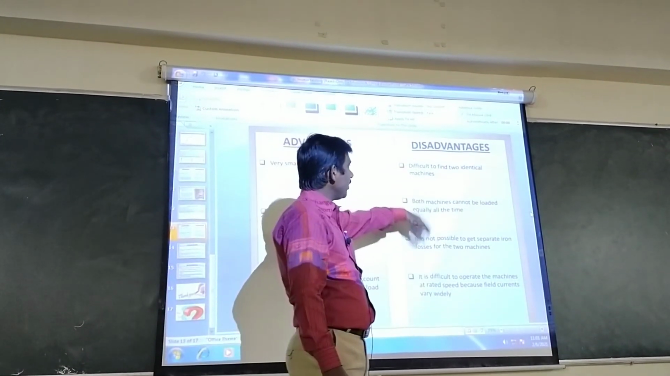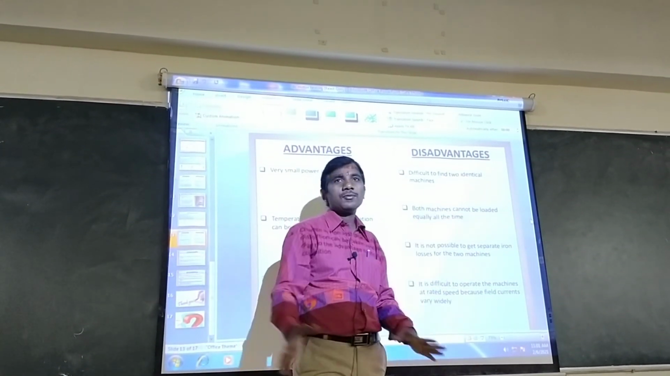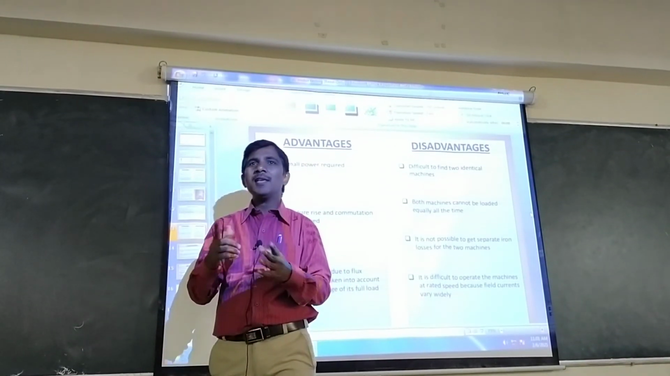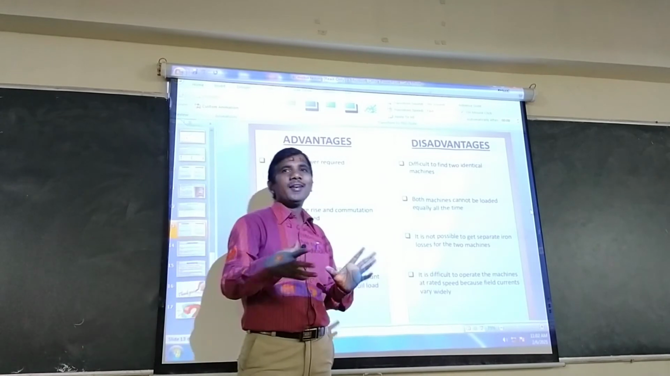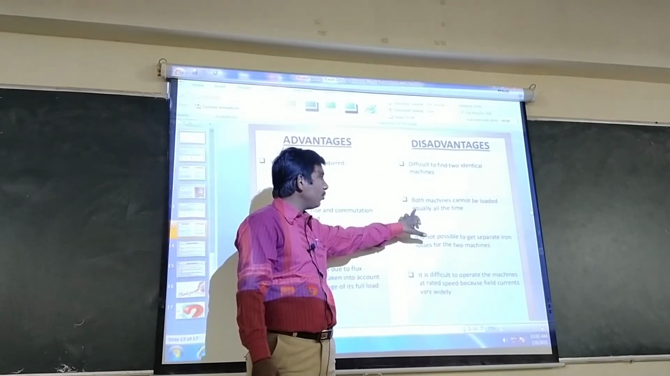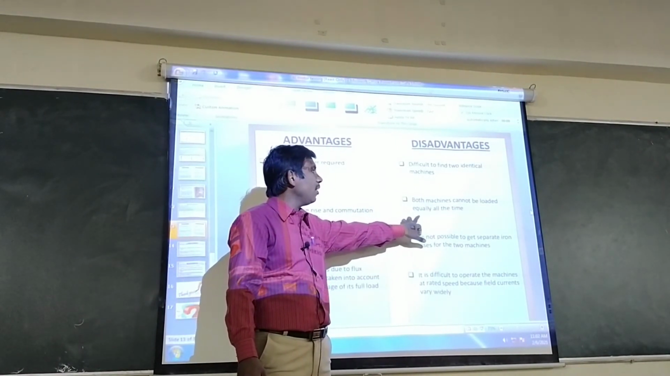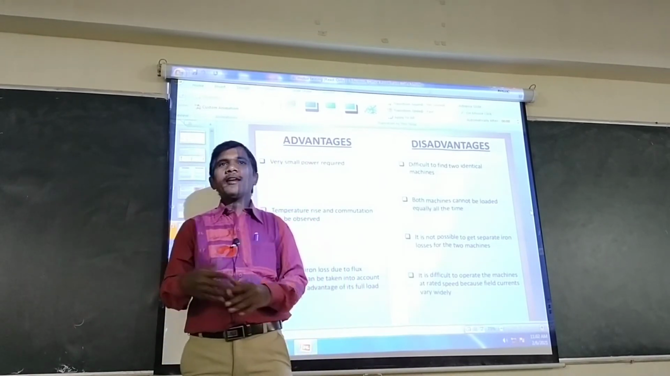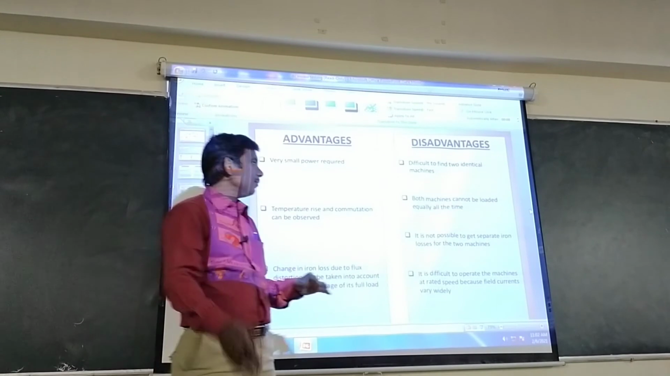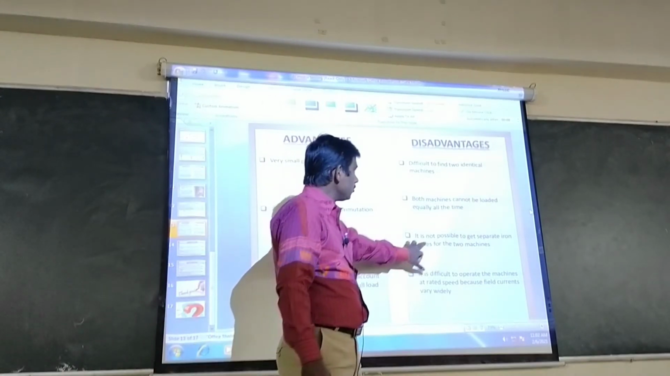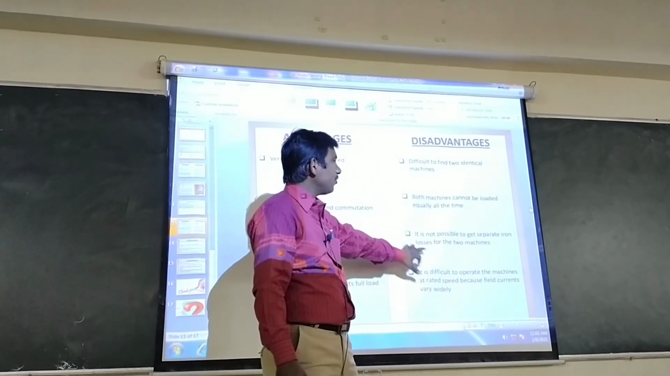After that, the disadvantages. It is difficult to find two identical machines. Two identical machines means the same speed and the same rating. That is very difficult, but we can easily conduct the test if two such machines are available. Both machines cannot be loaded equally at the same time, because motor and generator cannot both be loaded at a time. It is not possible to get separate iron losses for the two machines.